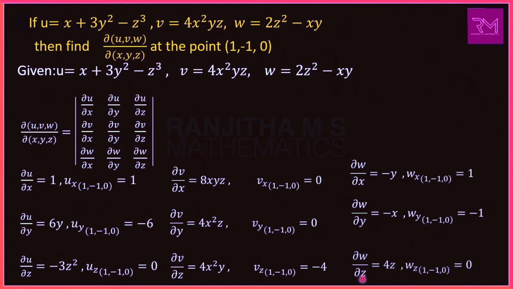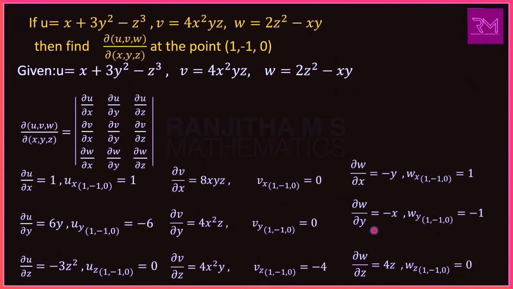Similarly, we have del w by del z value as, we have to treat x and y as constant here, this term is 0. Differentiation of 2z square is 4z, hence we get del w by del z value as 4z. Substitute z value as 0, we get wz, that is del w by del z value as 0.